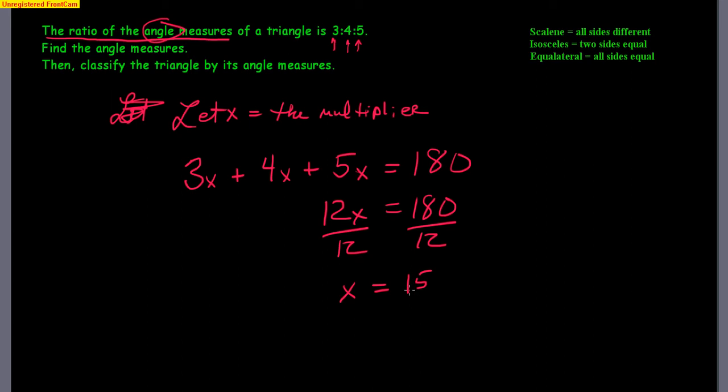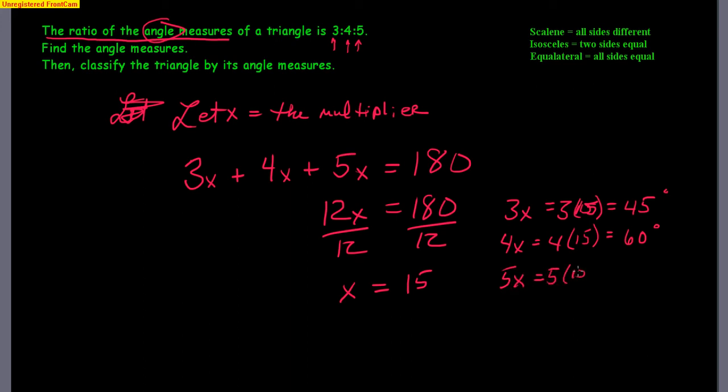So, since x equals 15, that means 3x is 3 times 15. 3 times 15 is 45. 4 times x is 4 times 15. 4 times 15 is 60. And these are degrees because they're angles. And 5 times 15, again, I'm just plugging in 15. 5 times 15 is 75.